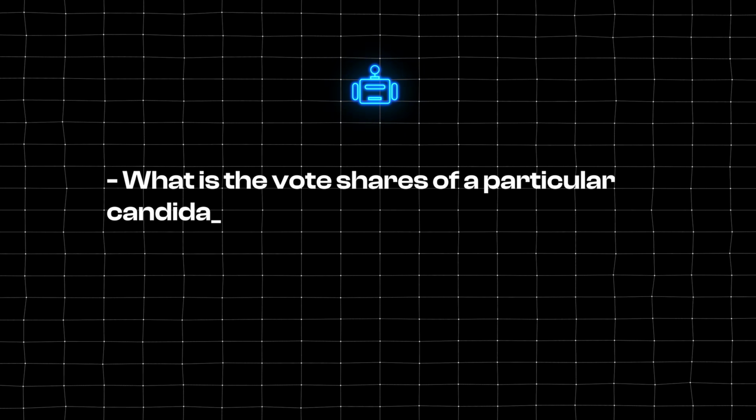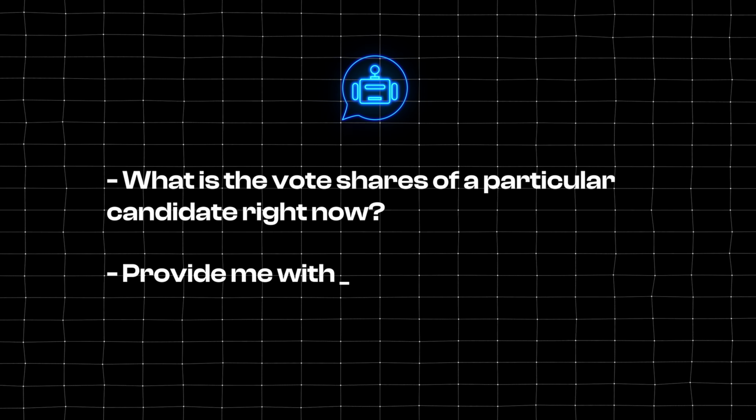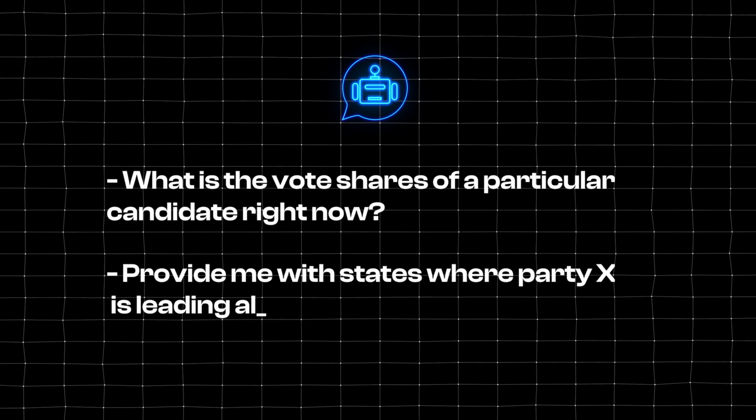One of our recent leads was a broadcast media company preparing for elections in their country. They wanted to build an AI chatbot integrated into WhatsApp and accessible to viewers via QR codes displayed on TV screens. The chatbot needed to provide real-time election data, answering questions like what is the vote share of a particular candidate right now, or provide me with states where party X is leading along with the leading seats, and so on and so forth.